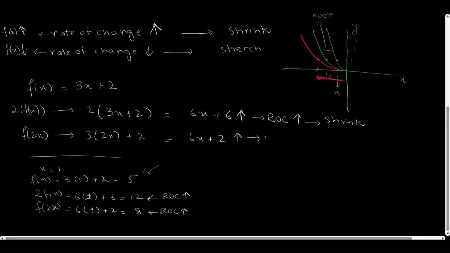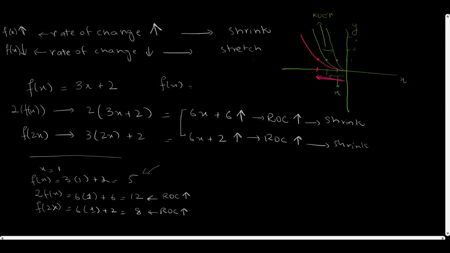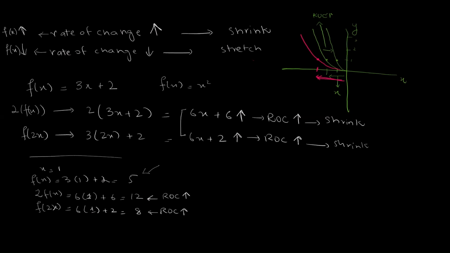So here also the rate of change has increased, and so the function would shrink. And that is obvious. But let's compare these two, multiplying the input and multiplying the output. In the last function where f(x) was x squared, we saw that the shrink was greater for multiplying the input. But do you think it would be the same case here?